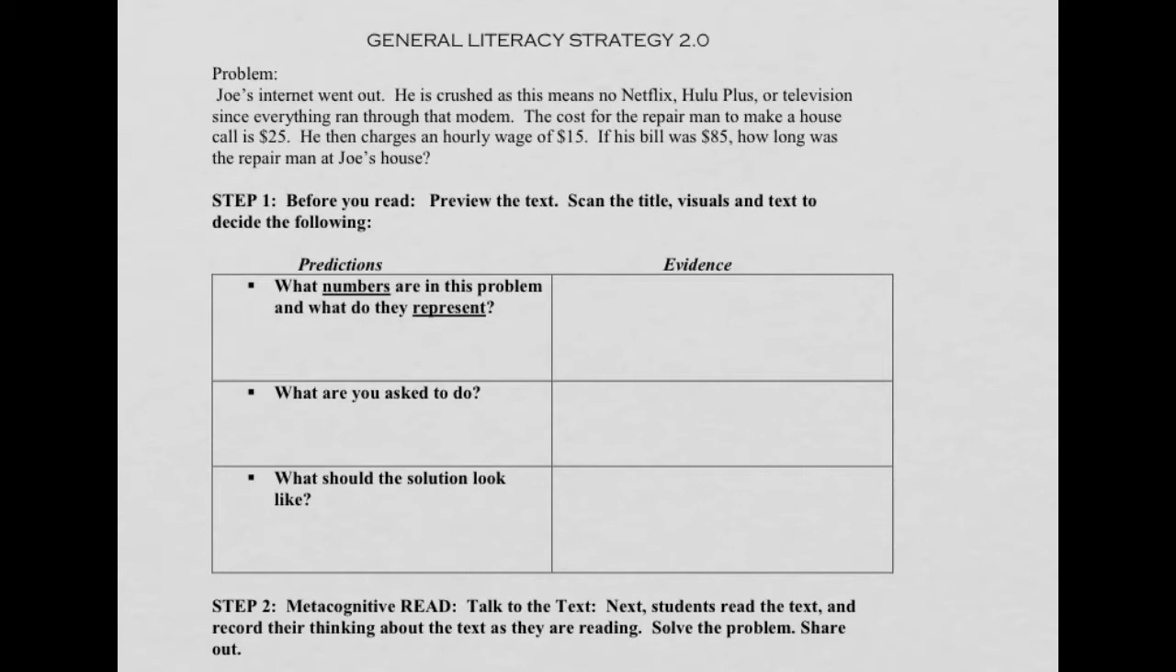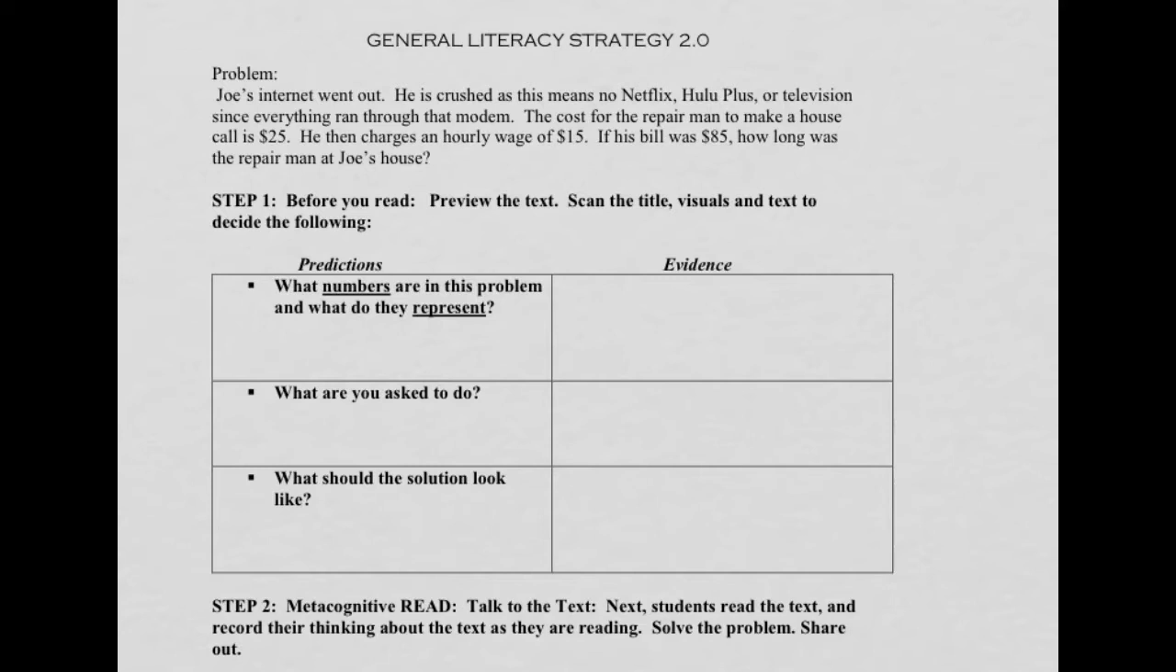Let's begin. Joe's internet went out. He is crushed, as this means no Netflix, Hulu Plus, or television since everything ran through that modem. The cost for the repairman to make a house call is $25. He then charges an hourly wage of $15. His bill was $85. How long was the repairman at Joe's house?